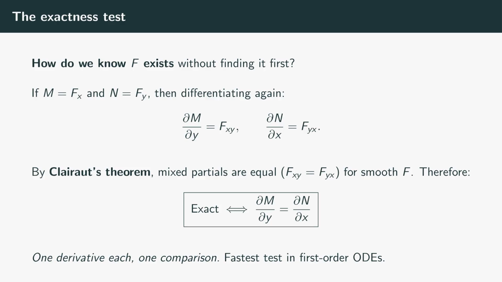Now invoke Clairaut's theorem for any smooth function. The mixed second partial derivatives are equal. The order of differentiation does not matter. Therefore, if the equation is exact, the partial of M with respect to y must equal the partial of N with respect to x. And remarkably, the converse holds too on any simple region. So the test is, compute the partial of M with respect to y, compute the partial of N with respect to x, and check whether they are equal. One derivative each, one comparison. It is the fastest test in the whole first-order toolkit.